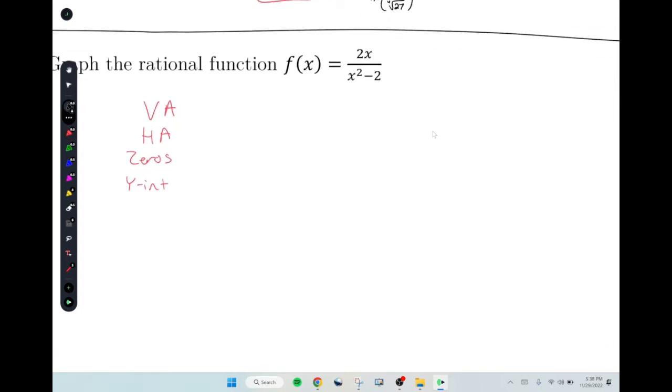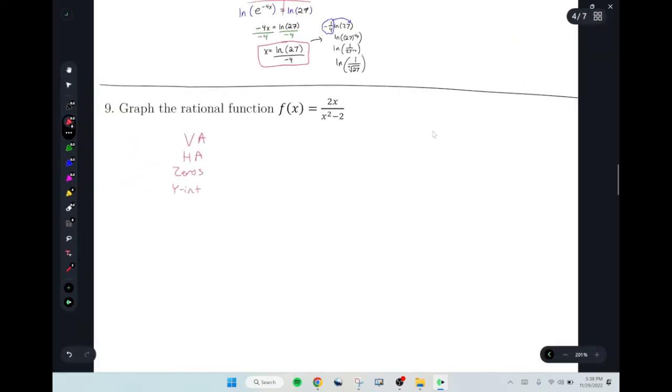My easiest is literally the y-intercept, though. The y-intercept is so dang easy. You literally plug 0 in, right? f of 0 equals 0 over negative 2, which is 0. So that's the point (0, 0). You don't have to do it first, but that's what I do first because I can plug a number in. And then I think the horizontal asymptote is the next easiest thing.